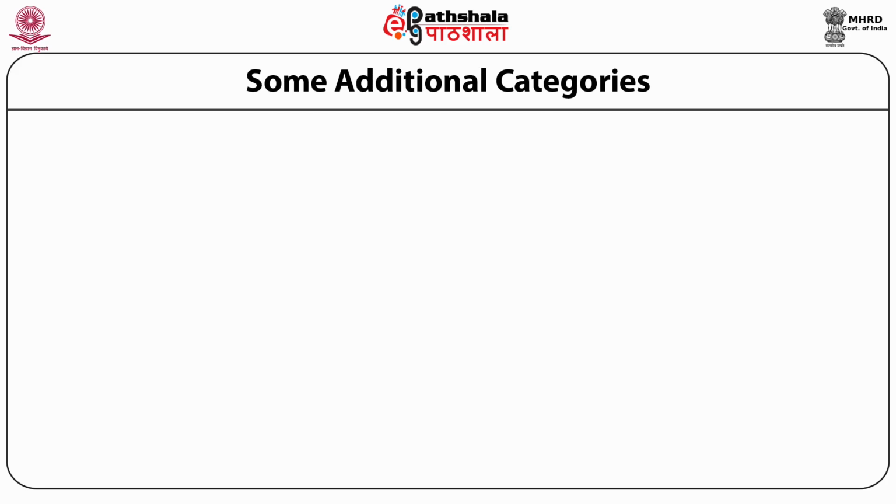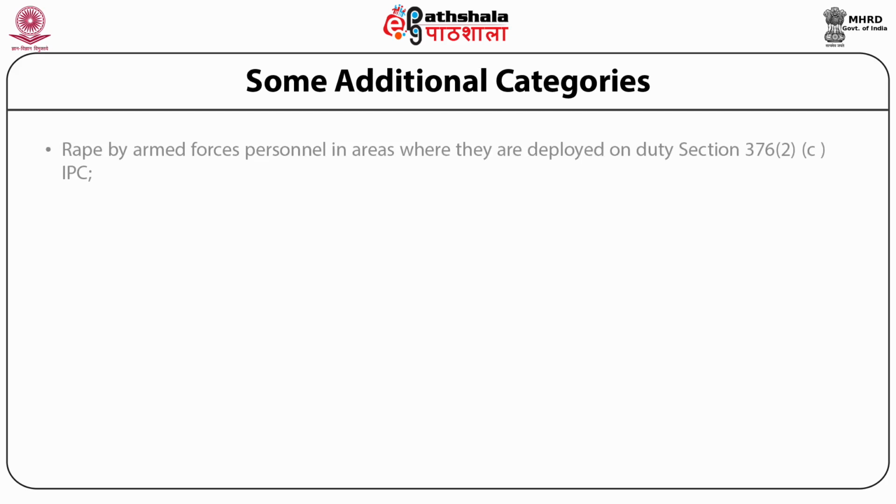Now there are some additional categories also, such as rape by armed forces personnel in areas where they are deployed on duty. This is covered under Section 376(2)(c) of the Indian Penal Code. This is a law related to protection of acts done by such public servants in the course of performance of their duties. For example, if during pursuit of a criminal they enter someone else's property without permission, it would ideally amount to trespass. If they destroy someone's property in the pursuit of a criminal, that would amount to mischief.